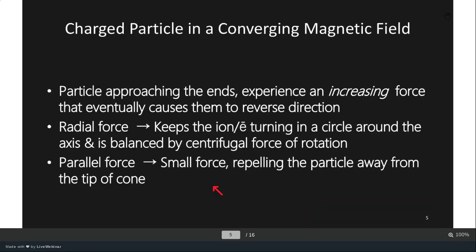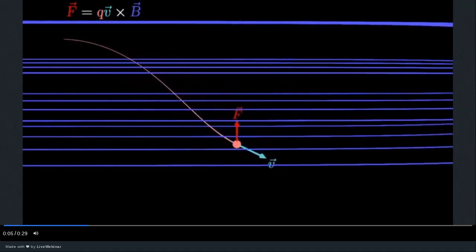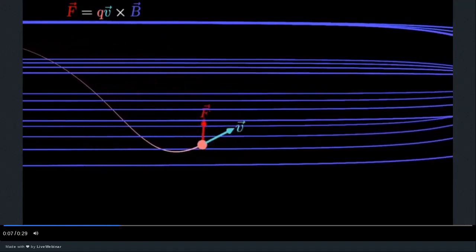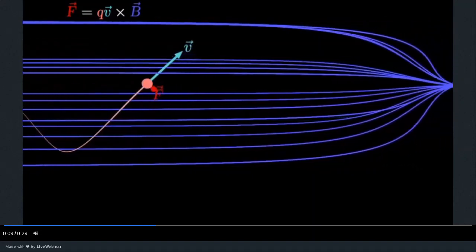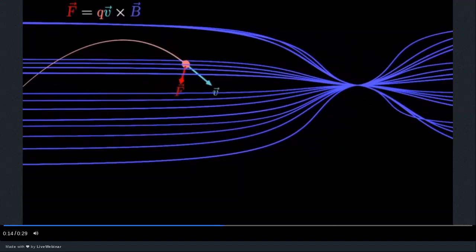However, motion of a charged particle in a converging magnetic field is another case. Let me show you a small demonstration of this. So, the particle will spiral around the cone of converging field lines. Particles approaching the ends will experience an increasing force that eventually causes them to reverse their direction.